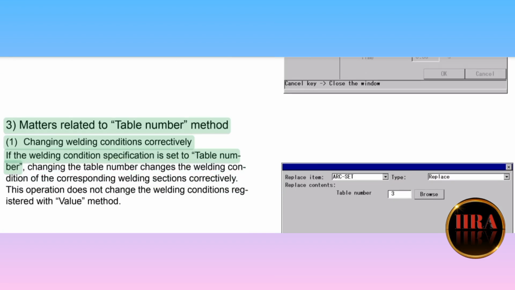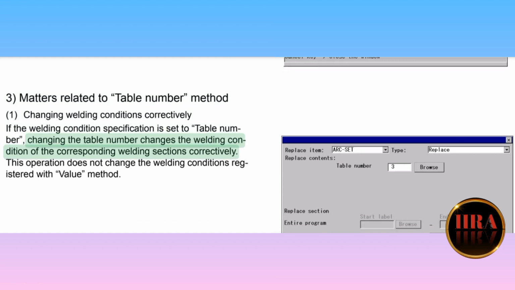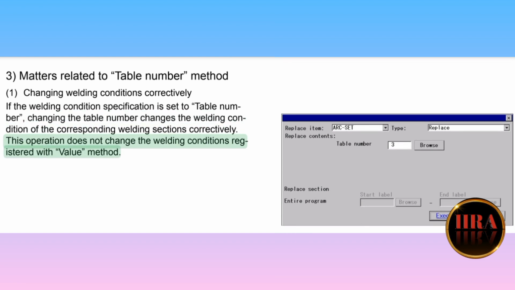3. Matters related to table number method. 1. Changing welding conditions collectively. If the welding condition specification is set to table number, changing the table number changes the welding condition of the corresponding welding sections collectively. This operation does not change the welding conditions registered with value method.